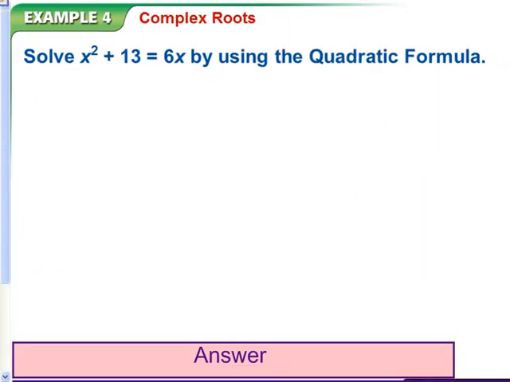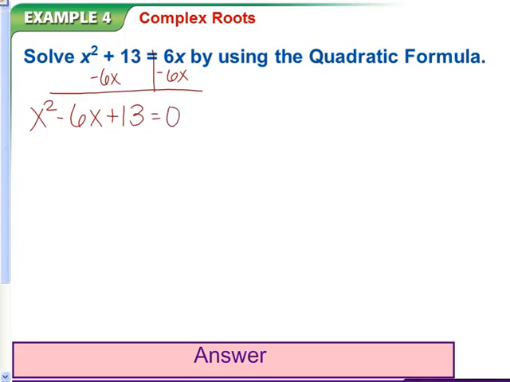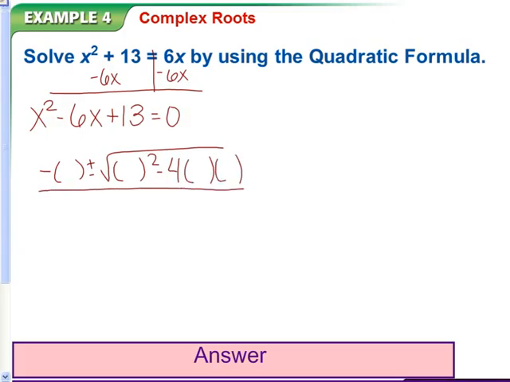All right, let's try one that has some complex roots. Again, this one doesn't have a 0 in it, so we're going to start by subtracting 6x. And make sure that you write it in descending order: x squared, then x, then no x's. Now we can fill in the quadratic formula. b is -6 again, a is 1, c is 13.